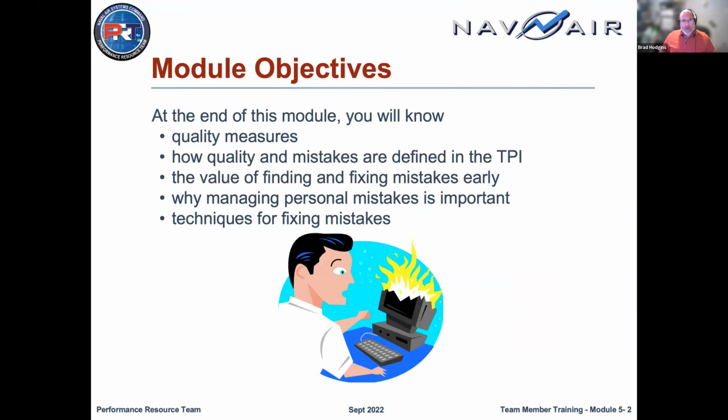So what we're going to do in this module is talk about quality and what it means in TPI and the benefits you get by managing quality. Some of the major aspects are mentioned on this slide about finding mistakes early in the process. We'll talk about more in detail, and then why you need to start managing mistakes at a personal, individual level. And then we'll cover a number of techniques used for finding and fixing mistakes, or finding mistakes. And that'll be a major portion, or a good portion, of this module.